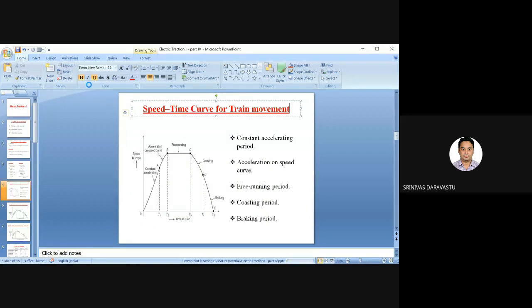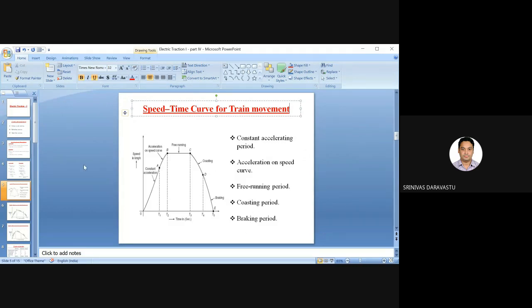Okay, first one is generally the curve drawn between speed versus time, and this curve is divided into the following 5 parts. First one is constant acceleration period, second one is acceleration on speed curve, third one is free running period, fourth one is coasting period, and fifth one is braking period.